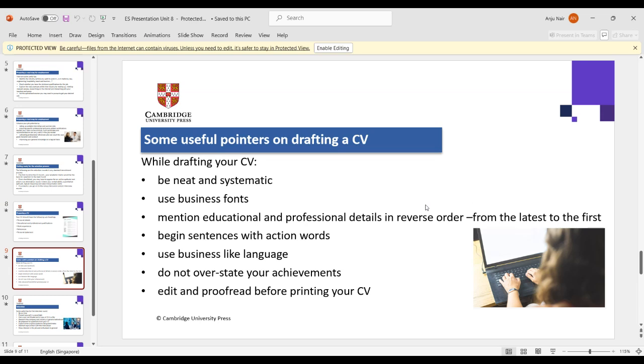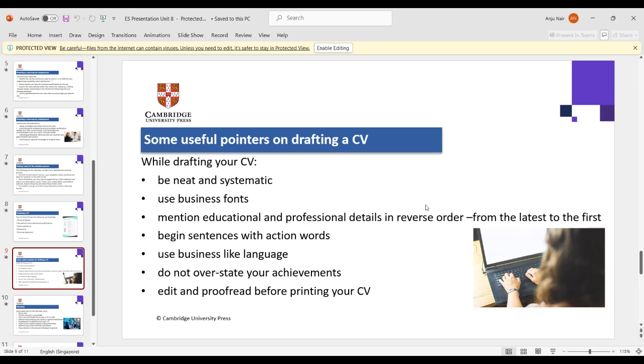The type of action words that you put in your CV matters a lot. Conducted training, conducted a skill workshop, researched, surveyed, administered a questionnaire and conducted a study on the saving habits of women in the age group of 50 to 60 or 50 to 70, like that.